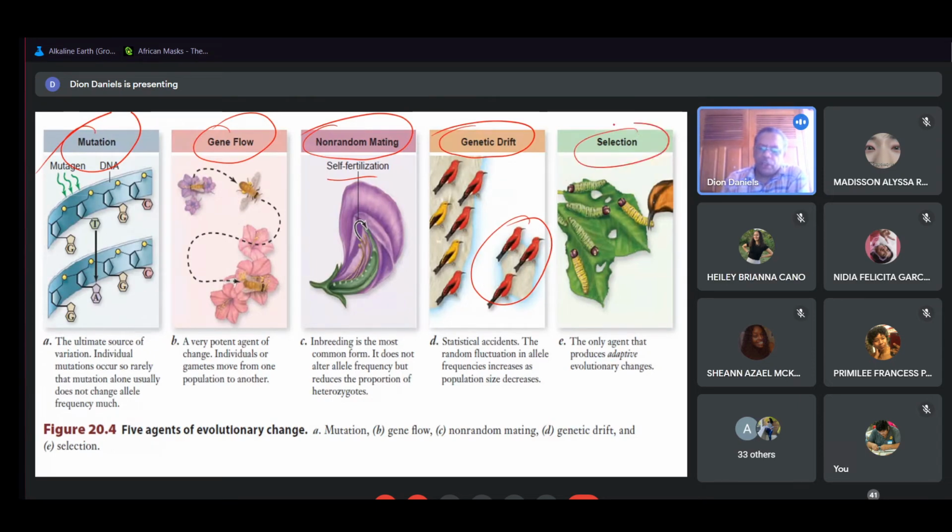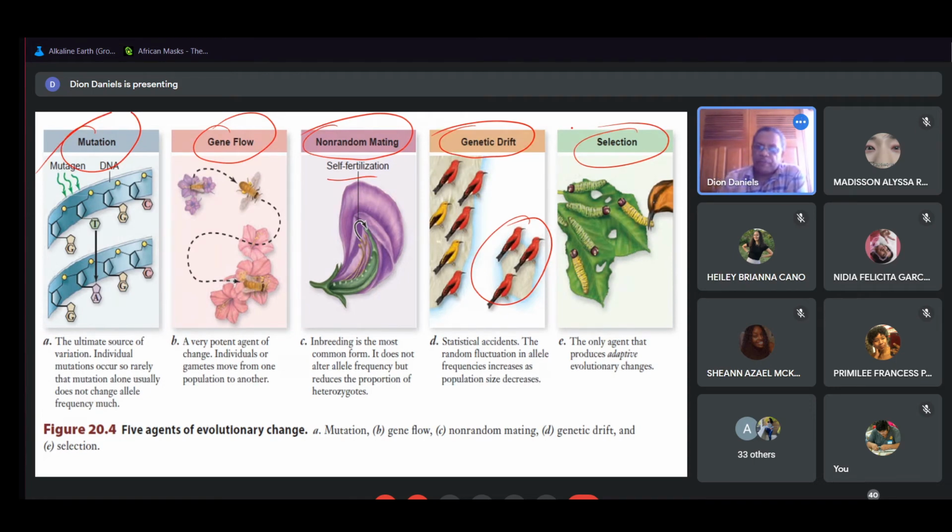Selection. All right, so you have natural selection and you have artificial selection, and natural selection can also be broken down into sexual selection and ecological selection. A video will clarify all of that. But selection is the only agent that produces adaptive evolutionary changes. If you look at that diagram, what is happening there?